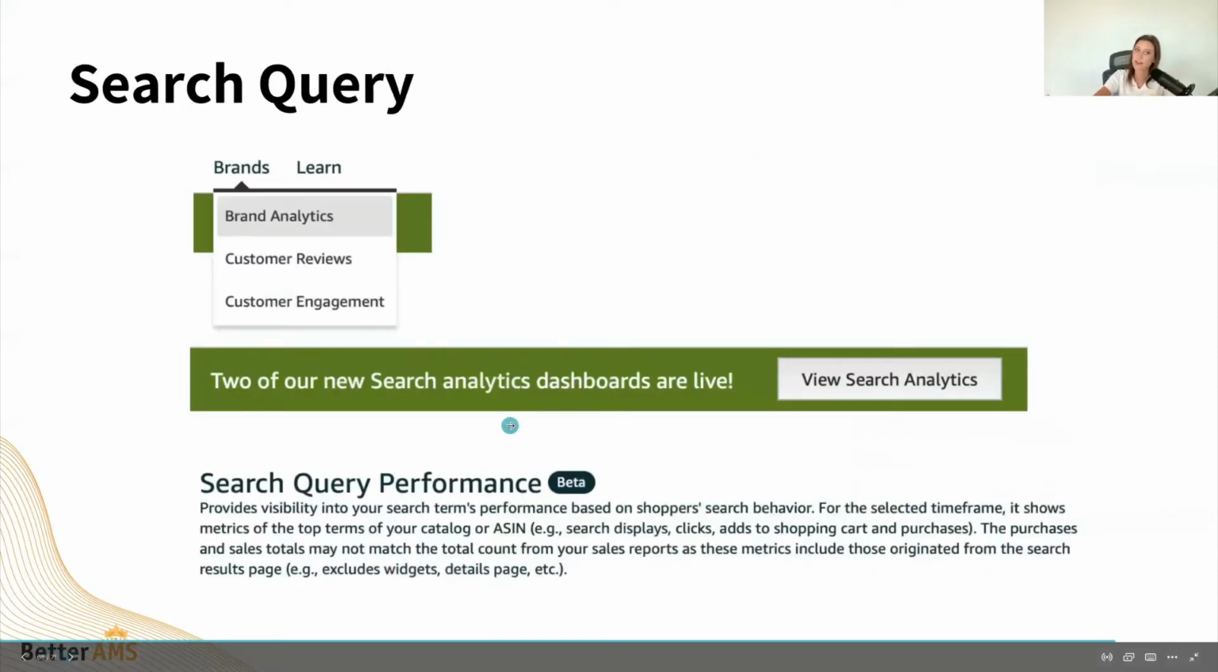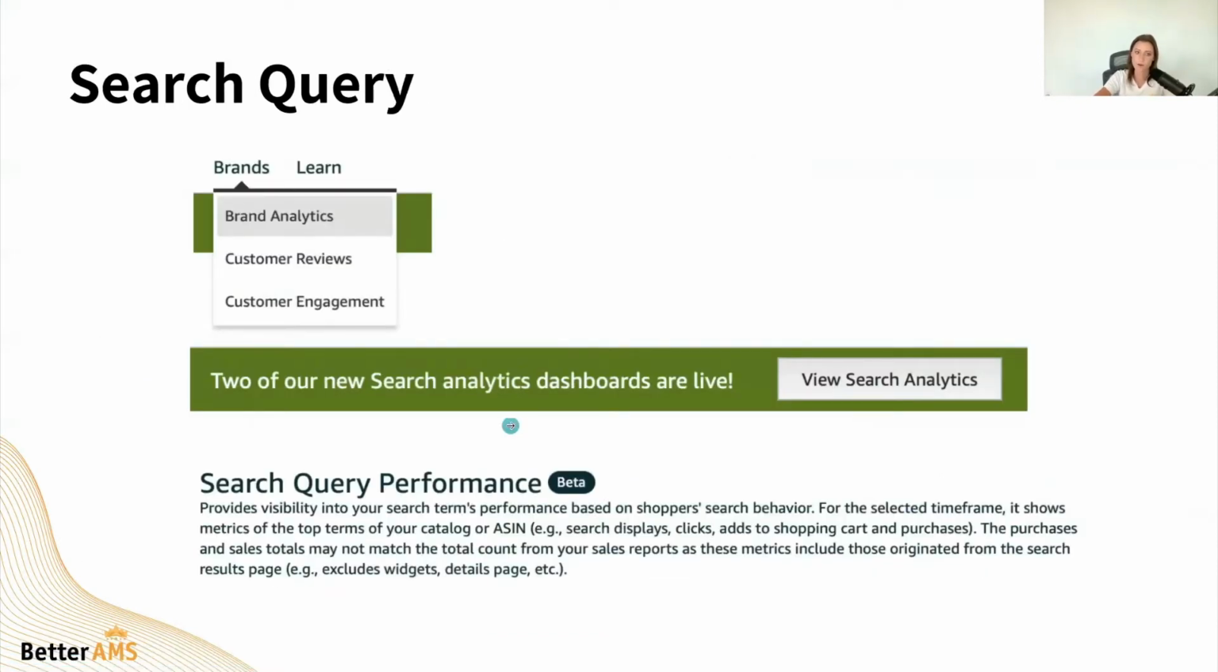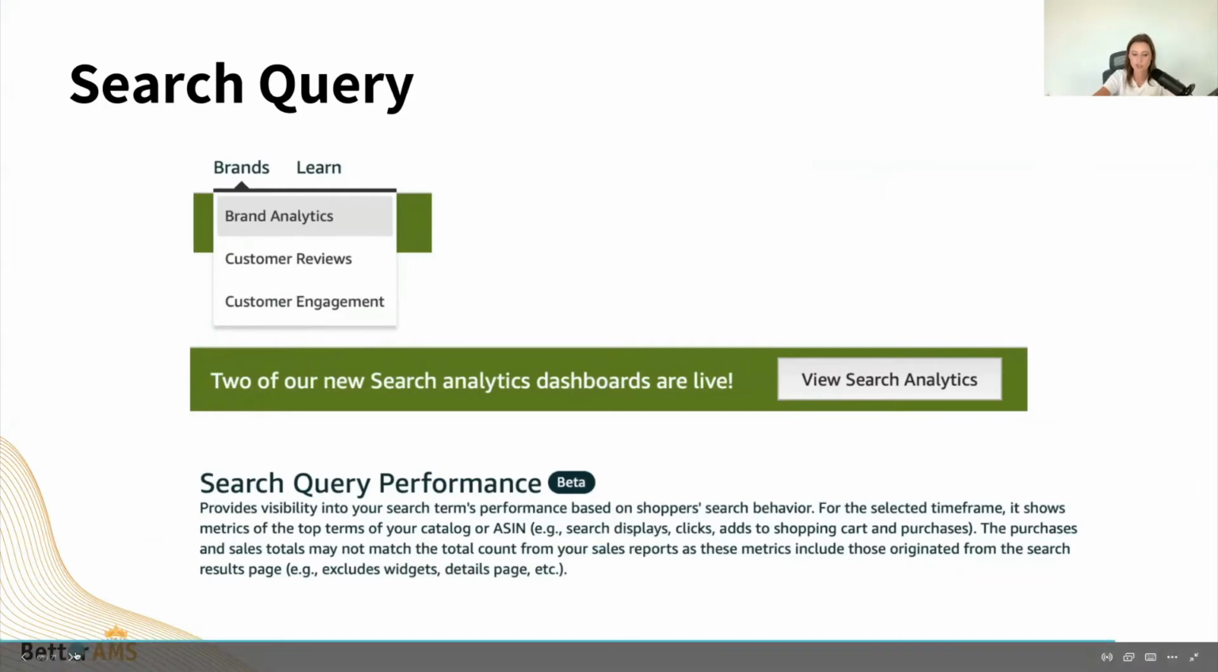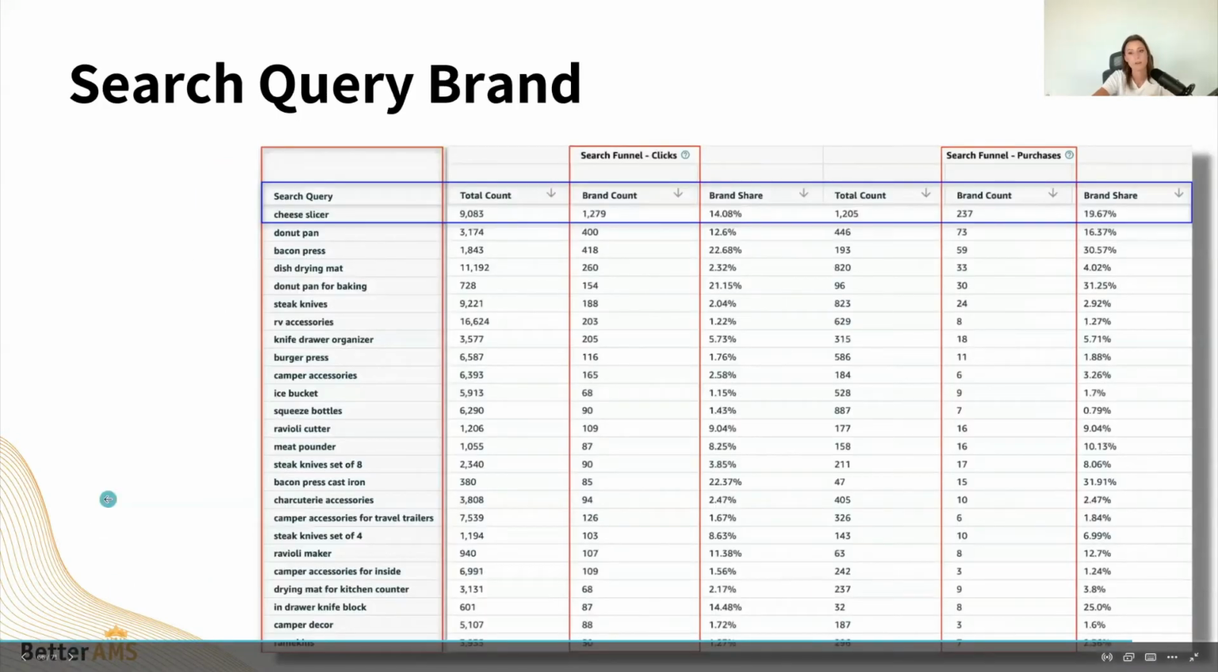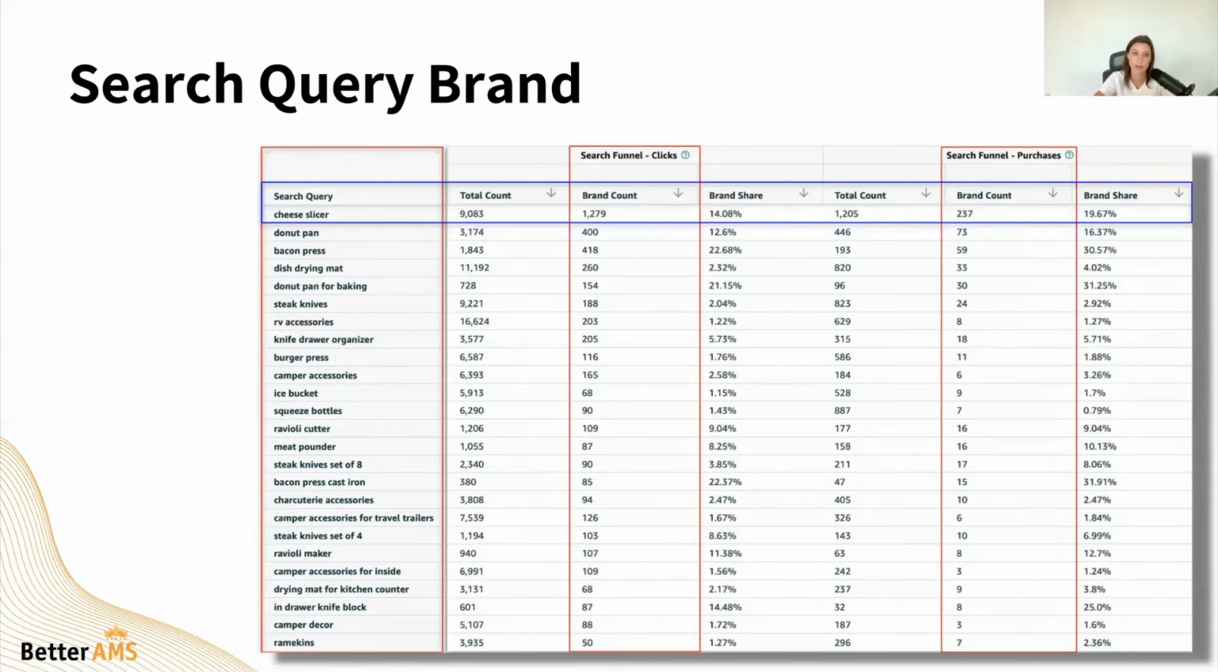Now, the second favorite thing I've been playing around with is search query. This is under Seller Central, brand analytics. It's a new dashboard, which allows us to see performance on the search term level, which is super awesome. A caveat is if you have multiple ASINs, it's showing you this data across your brand, so you're not getting it on the ASIN level. But if we stick with the same concept of cheese slicer, not only can I see how I'm converting compared to my category, but I'm also able to see how I'm converting on the search term level compared to category. That's super, super important.